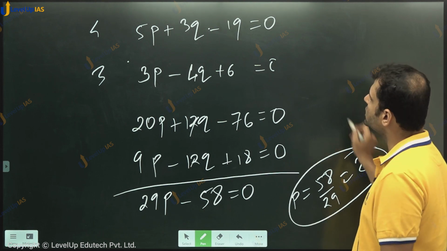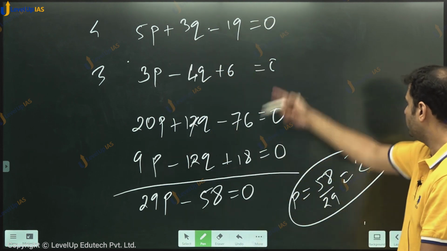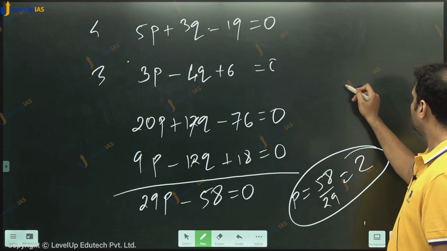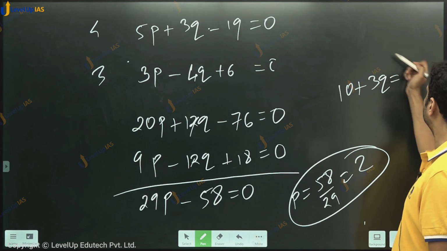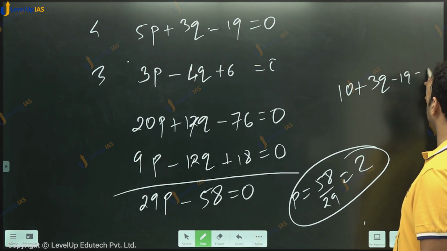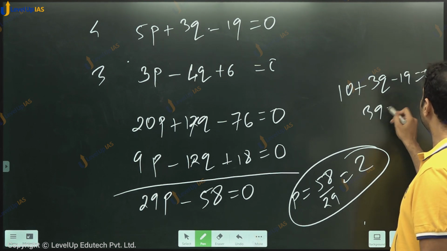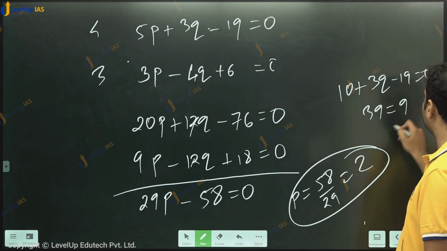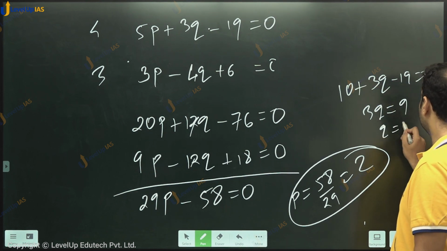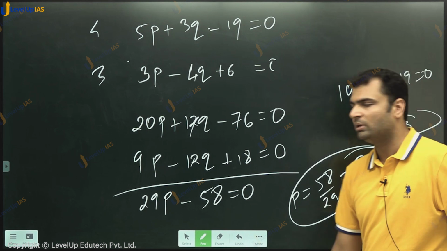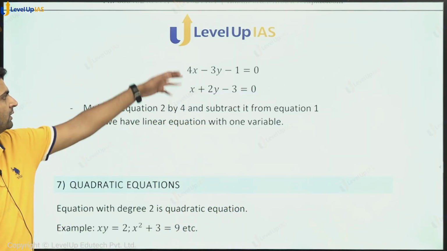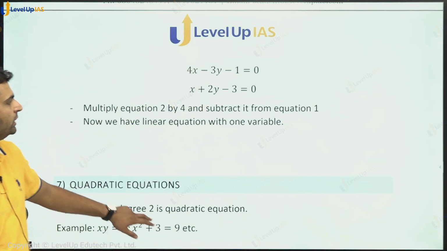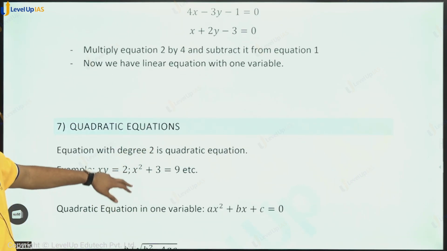P equal to 2, just put that in any one of the equations. If you put that in the first equation, you will get 5 into 2, 10 plus 3q minus 19 is equal to 0. So 3q is equal to 19 minus 10, which is 9, and q is equal to 9 divided by 3, which is 3. So you get the same answer. This is how you need to solve two linear equations in two variables.